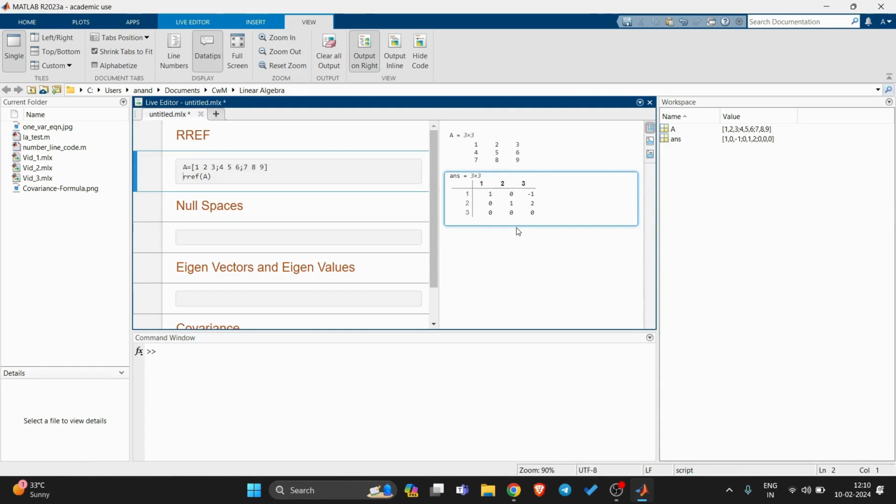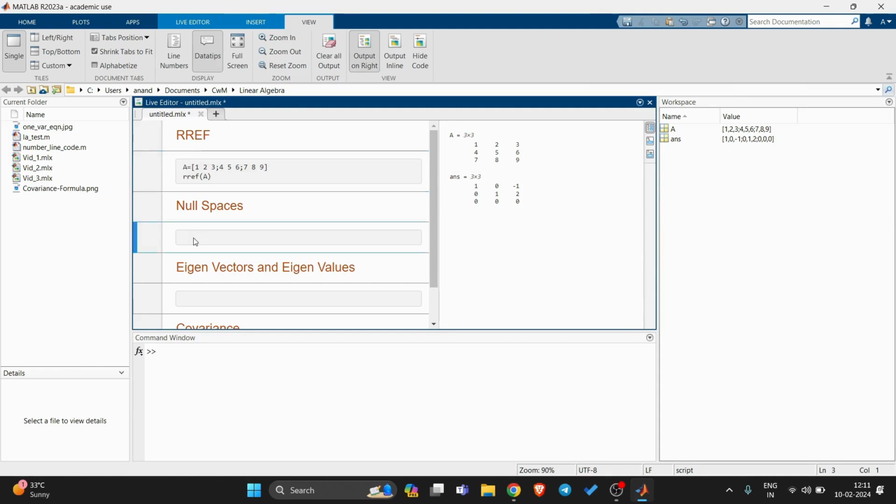Now, here are the key characteristics of rref. There are leading ones in each row, then leading ones are above and to the right of other leading ones, and there are zero entries below the leading ones in each column. Now, rref is useful for various purposes, including solving linear equations, determining whether a matrix is invertible, finding the null space of a matrix, and understanding the rank of a matrix.